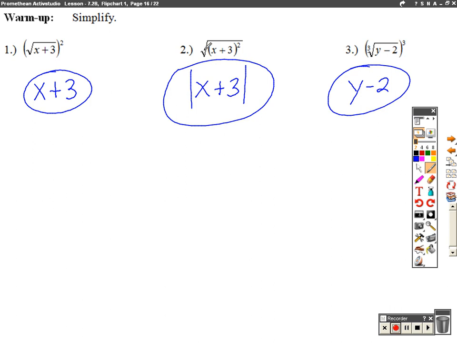You have to divide the index into the exponent. 2 goes into 2 one time, so I can pull out one of these x plus 3's, but because my index was even, I have to put it into absolute value brackets. And same thing in number 3, the index and the exponent match up, so they cancel each other out. You're just left with y minus 2.